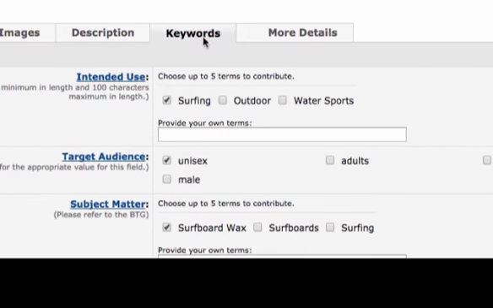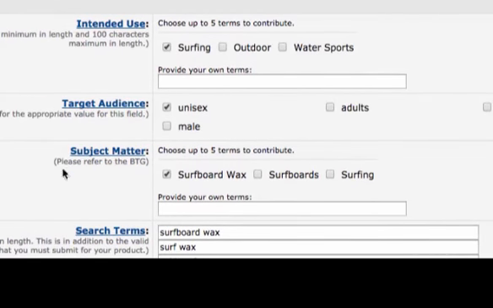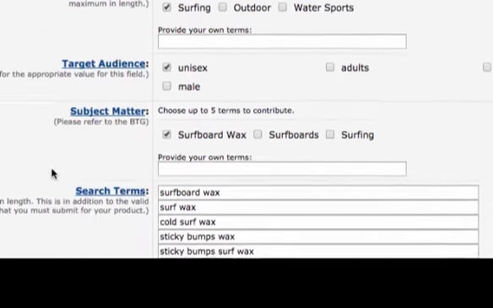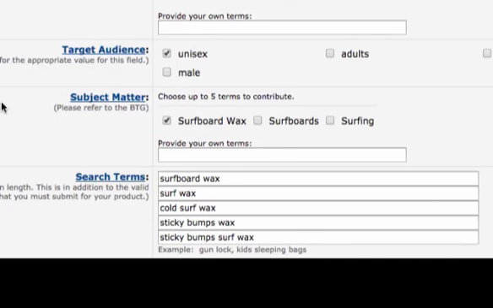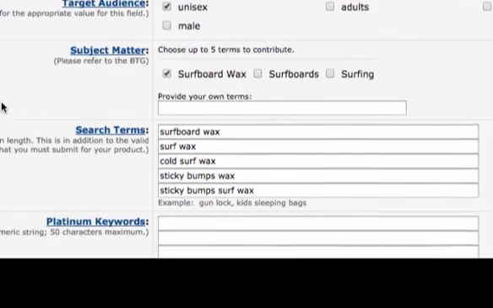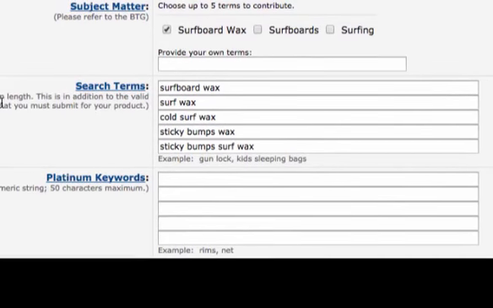This is the more mechanical part. We filled out the target audience, intended use. This is going to be different for every product you bring in depending on the category you put it in, so I'm not going to spend a lot of time on that one because it would confuse you more than help you. But this is pretty logical stuff. Intended use, surfing, target audience for male and female, subject matter, surfboard wax. So that's pretty easy, but like I said, it'll change for each one.